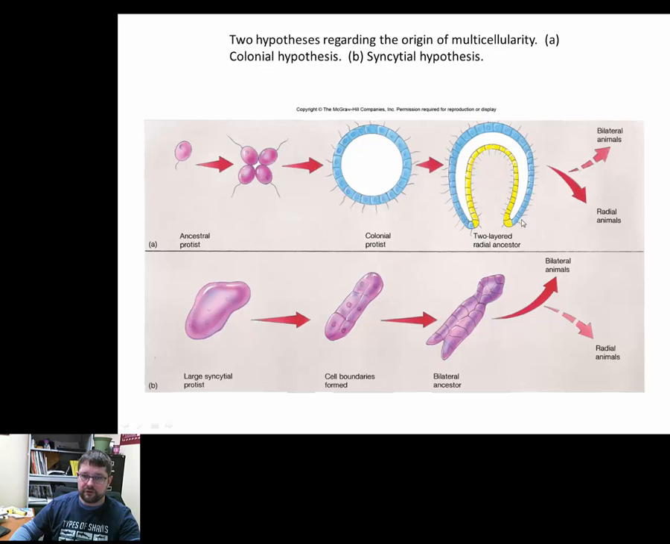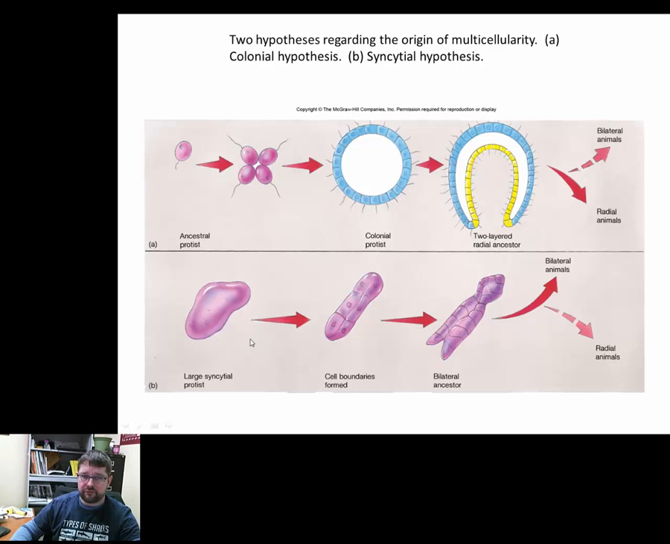Then from there, you could get 2 varieties of colonial protista lumping together, at least two, okay, and creating a kind of radial ancestor. And so two-layered, different kind of protista in the center and different on the outside, okay, and that would have evolved into radial animals. And you'll see that Porifera is nothing more than this picture right here. So that's one hypothesis, that radial animals evolved first and bilateral animals evolved later off of the radial animals.